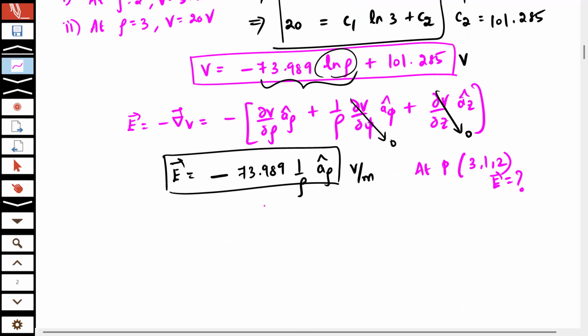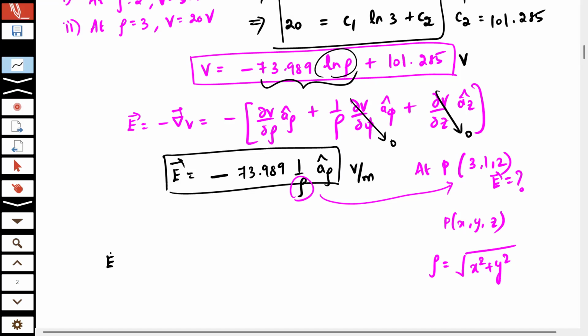Now, we should find what is the value of rho at this point P. This point P has the coordinates x, y, z. I need to find what is the value of rho. The formula to find rho from x, y, z values is the square root of x square plus y square. So from this, we can find electric field intensity.